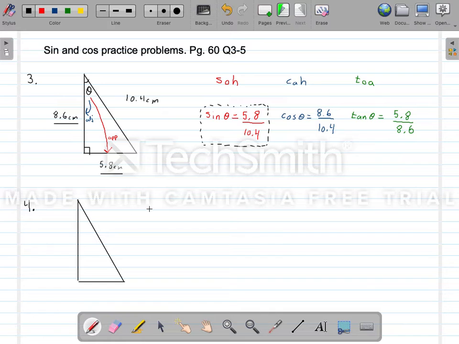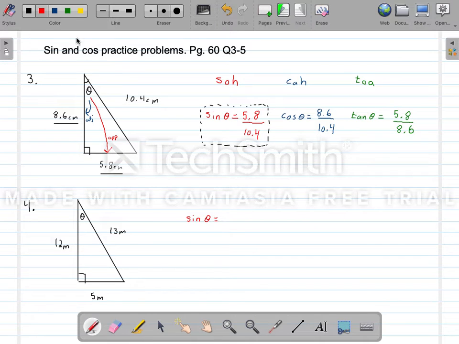So for question 4, we have another angle, and the angle's up here, in the same spot. We have 12 meters on this side, 5 meters down here, and 13 meters over here. Here is our 90-degree angle. Now I want you to take a second and write out the expressions for sine theta.